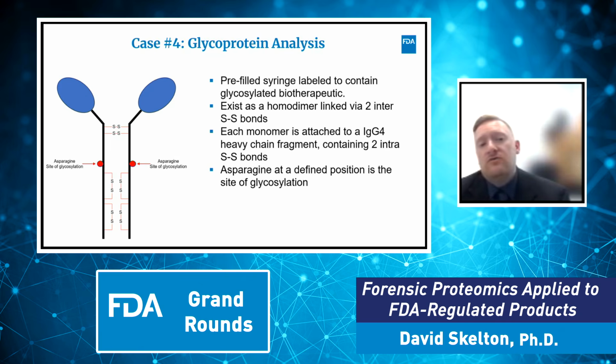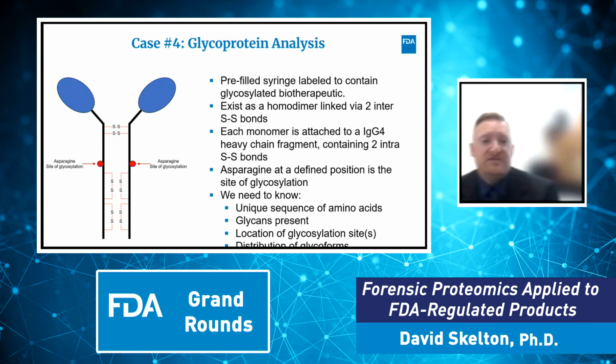So for the sample that was submitted to us, if we want to confirm the identity and presence of this biotherapeutic in the sample, we have to know not only what is the unique amino acid sequence and any proteoforms that are present, just like we've done with the other proteins and peptides, but now we have to know, are there any glycans present? And if there are any glycans present, what amino acid or amino acids are they attached to?